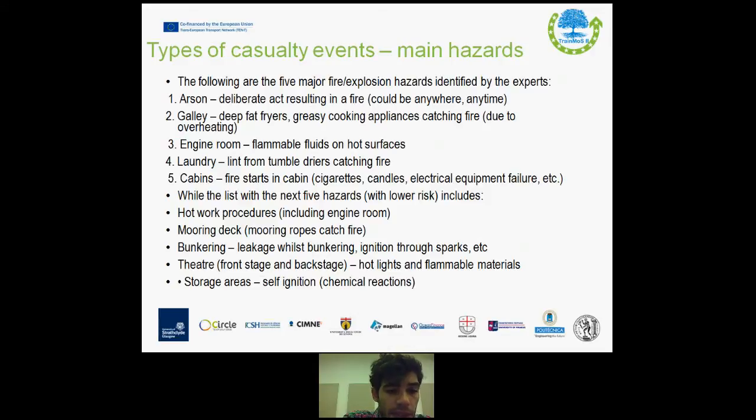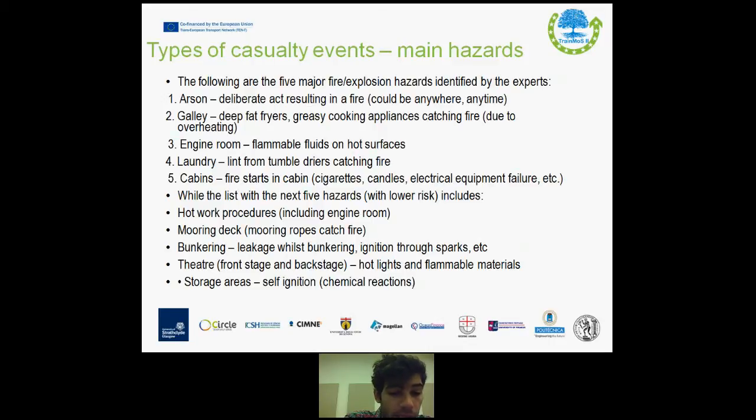A galley is the second major hazard, where deep fat fryers and greasy cooking appliances catch fire due to overheating. Engine room, flammable fluids on hot surfaces. Laundry, lint from tumble dryers catching fire, while finally from cabins, fire starts in a cabin because of cigarettes, candles, electrical equipment failure, etc.